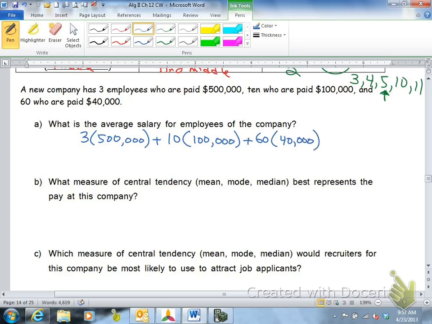And now we have to divide by the total workers that they have. They have 3 employees, 10 employees, and 60 employees. So that would be 3 plus 10 plus 60 is 73 employees. And this will give you the average salary per employee.